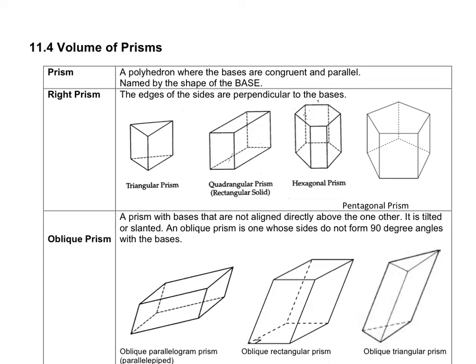Okay? So a right prism. The edges of the sides are perpendicular to the bases. We know that perpendicular means creates right angles, or two lines that intersect to form right angles, so we're going to be having some 90-degree angles. And in a right prism, the edges of the sides are perpendicular to bases, as we mentioned, so we can have a triangular prism, a quadrangular prism, a hexagonal prism, and we could even have a pentagonal prism. You could even have more, like an octagonal prism, but we typically don't even bother drawing them because they're very hard to draw by hand.